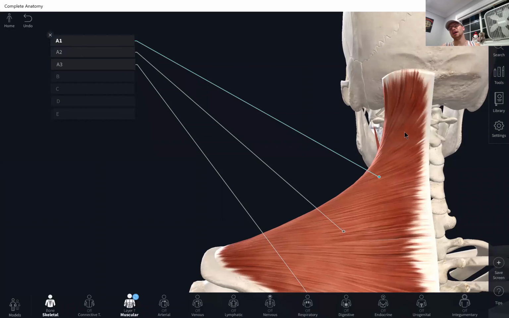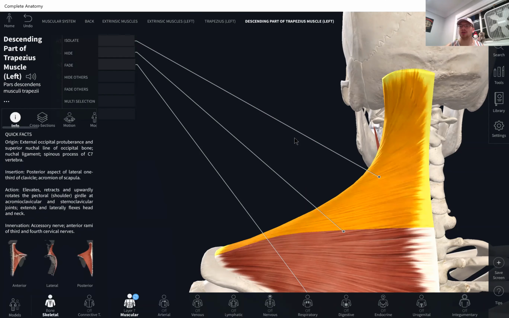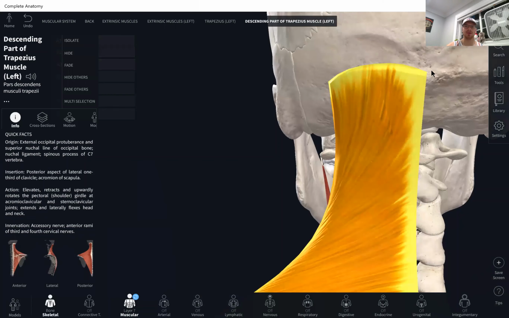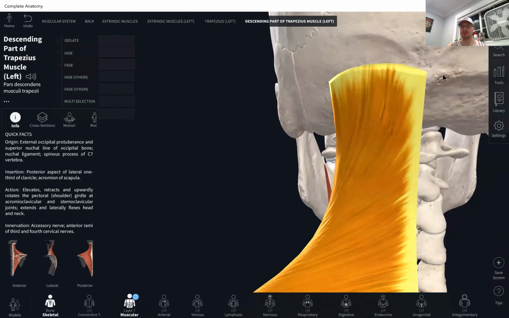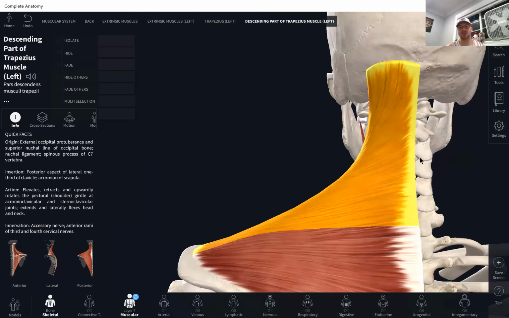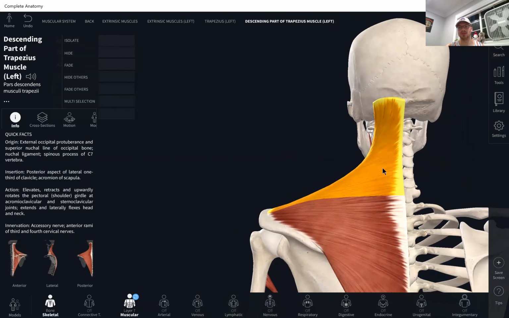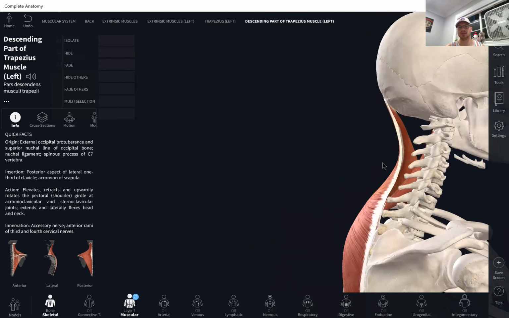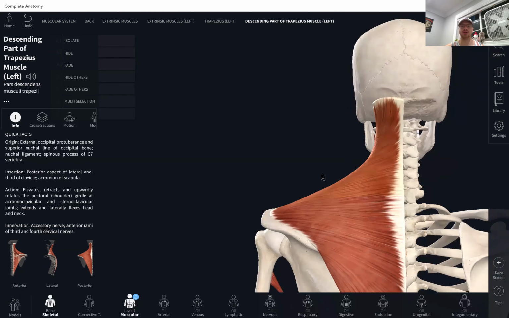Up high, we have our upper trap. So this is going to cover the medial part of the superior nuchal line. So this nuchal line right here on the occipital bone is where it'll originate on the skull. And we can see it's originating medial to all of these cervical vertebrae, but it sits in back.